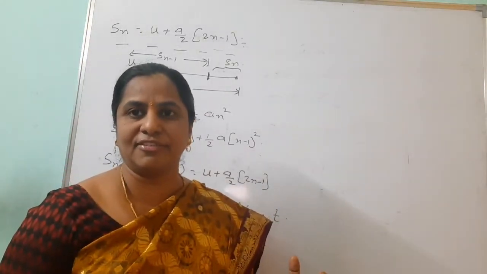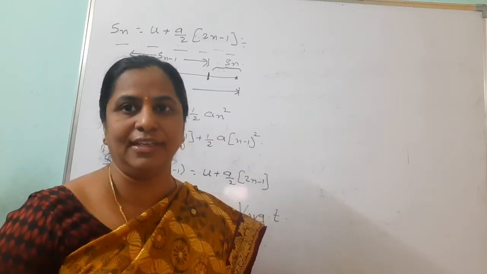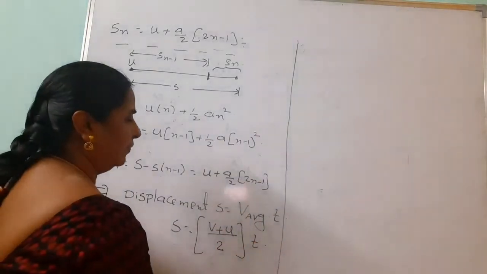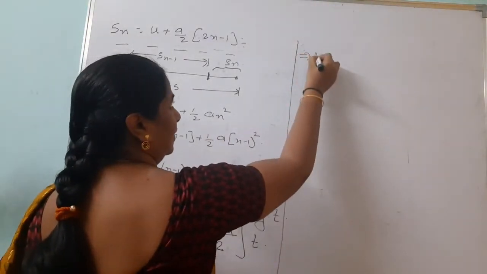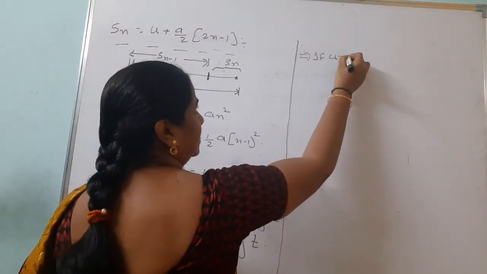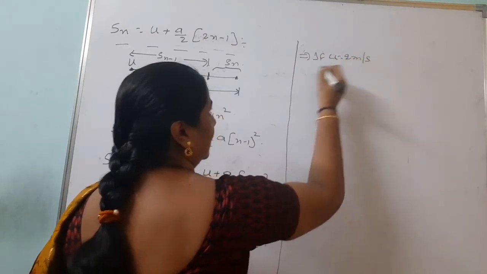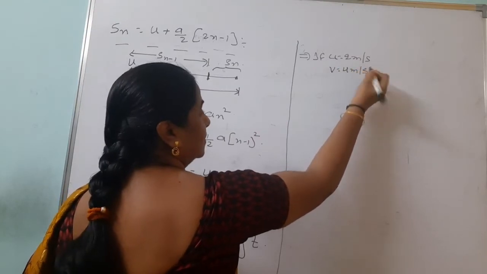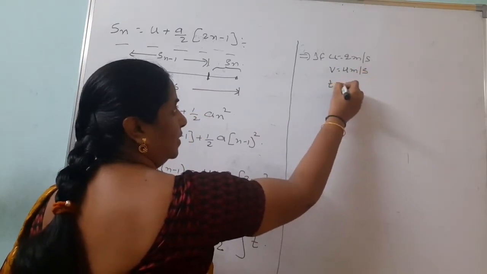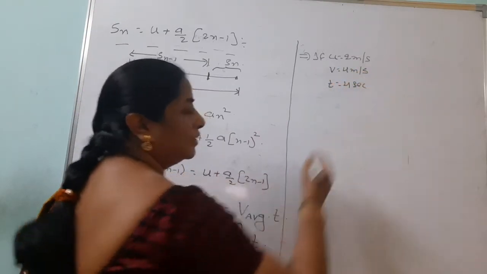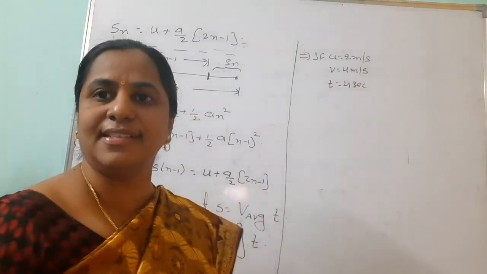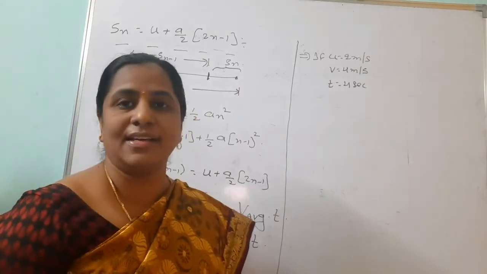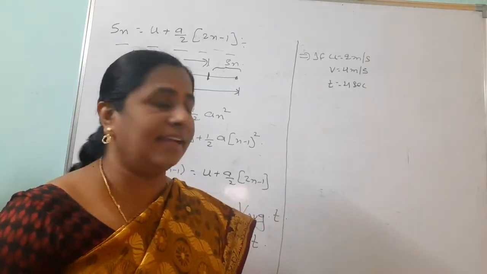These four equations of motion can be used depending on the situation. A few problems we are discussing now. Simple problems. See, if initial velocity is 2 meters per second, final velocity is 4 meters per second, and time is 4 seconds, then clearly we know the given data: initial velocity 2 meters per second, final velocity 4 meters per second, and the time.